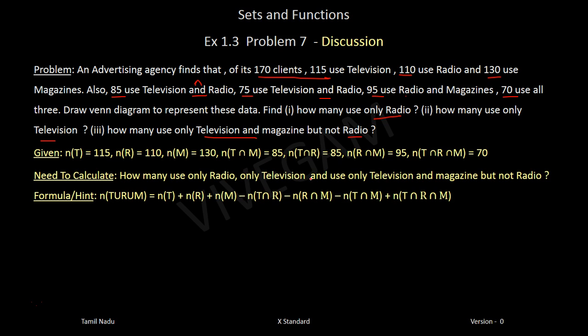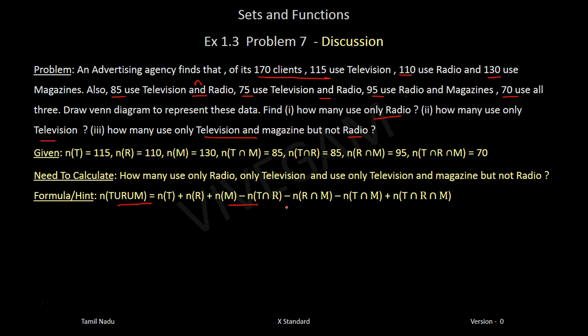Now what are we asked to find? How many use only radio, only television, use television and magazine but not radio. Okay, so we'll have to find it using a Venn diagram. Now what is the formula? Because there are three sets, T, R and M, like A, B, C, we'll have to use the formula for N of A union B union C, which in this case becomes N of T union R union M, and that formula needs to be used.